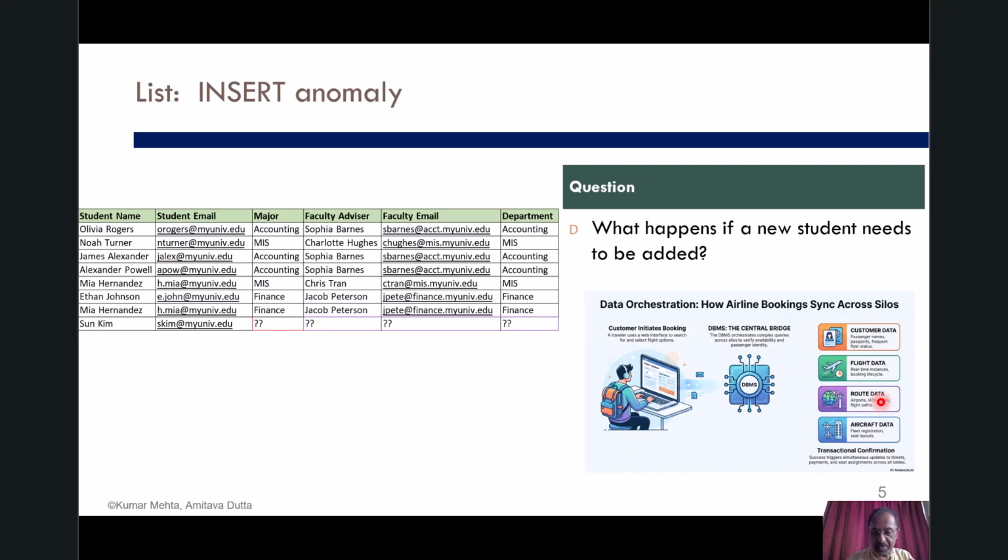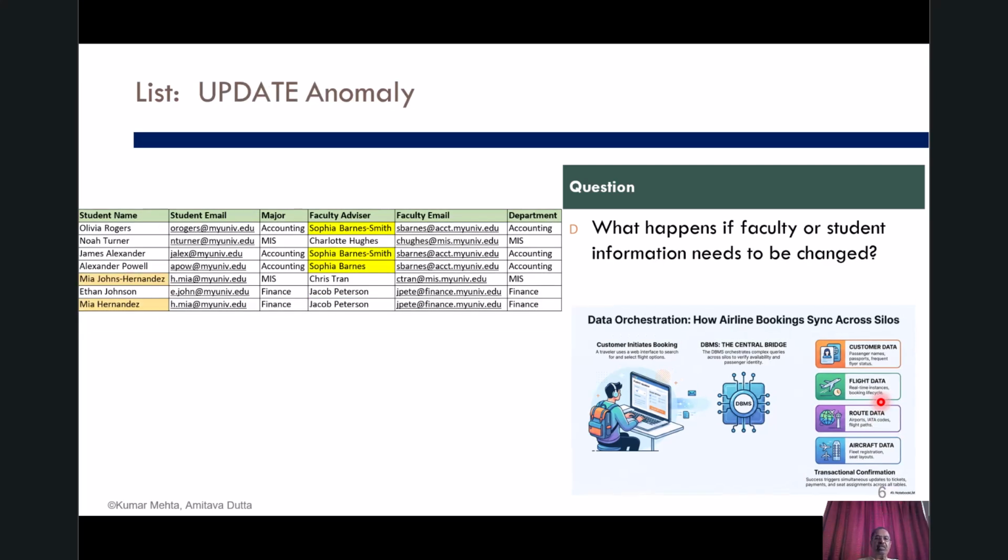Okay, let's see some of the other issues that can arise with this one big list approach. Now let's see the second problem called an update anomaly. Again, it's a fancy name for something that can arise fairly frequently. So here's the situation that arose. So the first situation here is Mia Hernandez got married, okay, and her name changed to Mia Johns Hernandez.